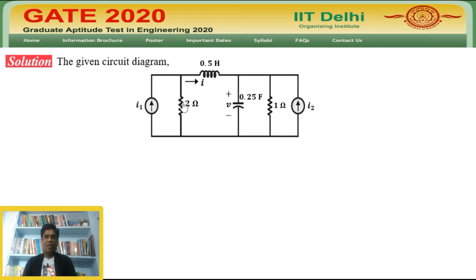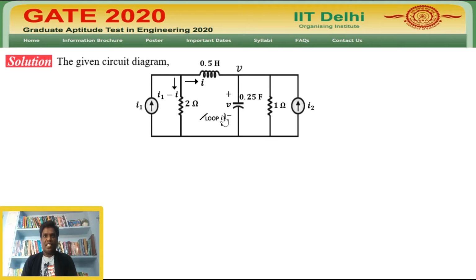Second, the current passing through the 2 ohm resistor is the subtraction of I1 and I, which is I1 minus I. Next, we can assign the node name V over here, by reference to the given voltage drop across the capacitor, which is V. This will help us to find dV by dt by applying KCL over the circuit node.